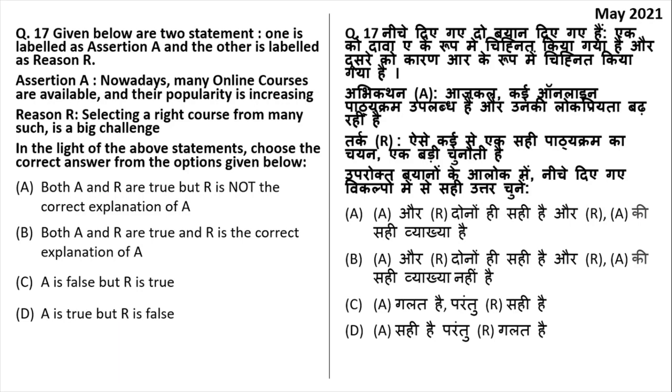One is labeled as assertion and the other is the reason. Assertion says, nowadays many online courses are available and their popularity is increasing. Reason is, selecting a right course from many such is a big challenge. So here, this is true. Online courses that are available are continuously increasing. But the reason is not right. The reason should be why online courses are increasing or their popularity is increasing. Individually, this statement is correct that choosing a right course is very difficult because there are so many options, but it is not the correct explanation of the assertion. So here the right answer is option A.